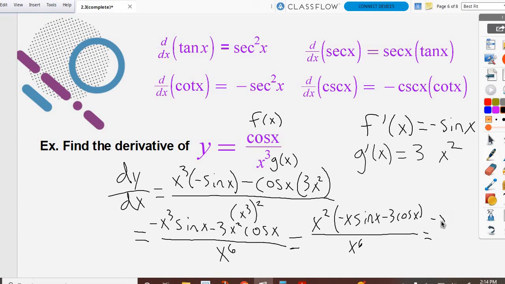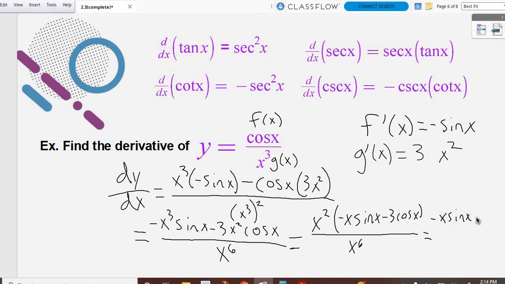So then I have negative x sine x minus 3 cosine of x, all divided by x to the 4th. And that would be amazing. Again, we don't want to try and simplify more than that or do weird things, because the more algebra I try and do, the more likely I am to make a mistake somewhere.